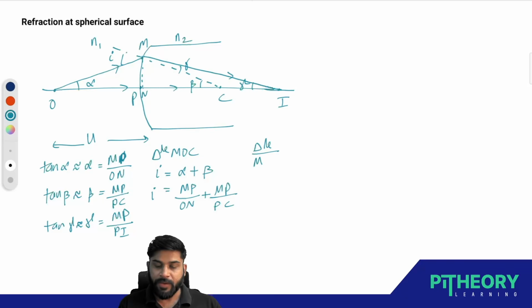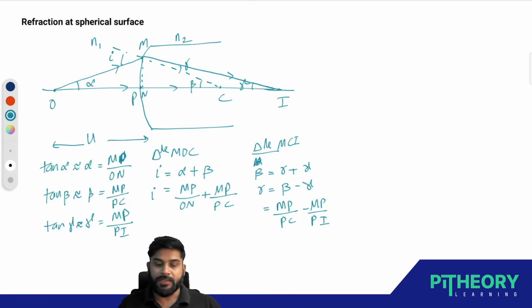MCI. Okay, MCI. In that, again, if you take the interior and exterior angles, which is the exterior angle here? Beta is the exterior angle. R and gamma are the interior opposite angles. So you can write beta is equal to R plus gamma, or R is equal to beta minus gamma, you can write. And what is beta? We have MP divided by PC minus MP divided by PI.